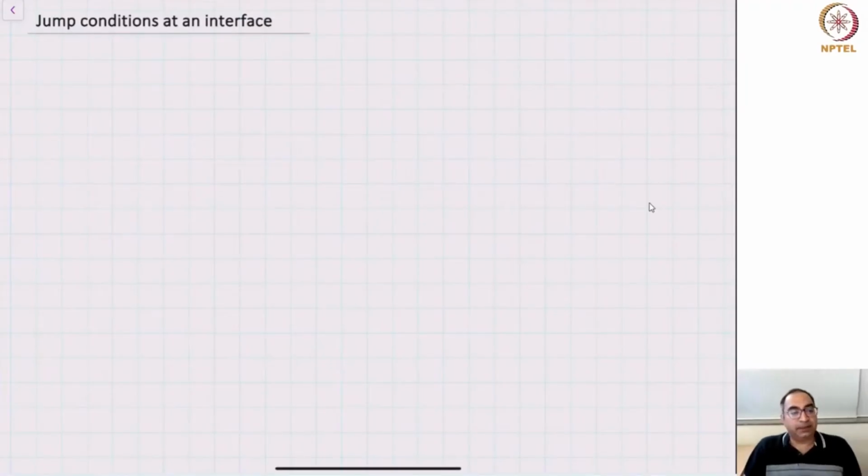Hello everyone. So we'll be continuing from where we left off in the last lecture. In the last lecture, we looked at the integral form of the continuity and the momentum equations. Now we will use those equations to derive jump conditions at an interface. Let me first explain what I mean by an interface, what an interface is in reality, and how we are going to mathematically set up this problem to determine the jump conditions.